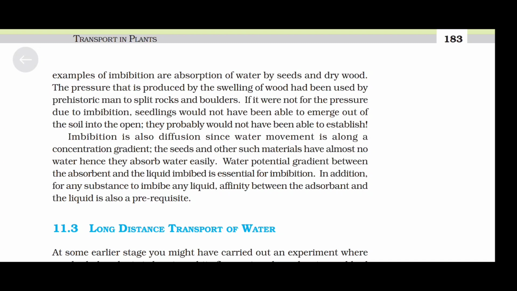Imbibition is also diffusion since water movement is along a concentration gradient. The seeds and other such material have almost no water, hence they absorb water easily. Water potential gradient between the absorbent and the liquid imbibed is essential for imbibition. In addition, for any substance to imbibe any liquid, affinity between the adsorbent and the liquid is also a prerequisite.